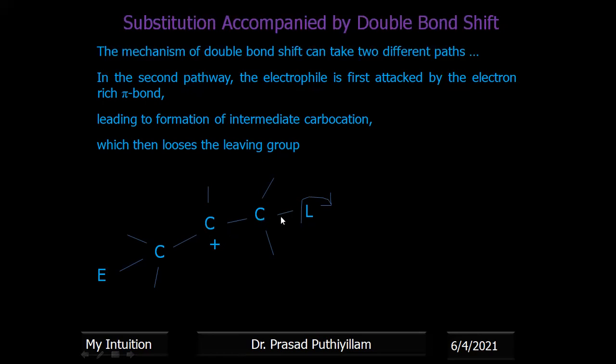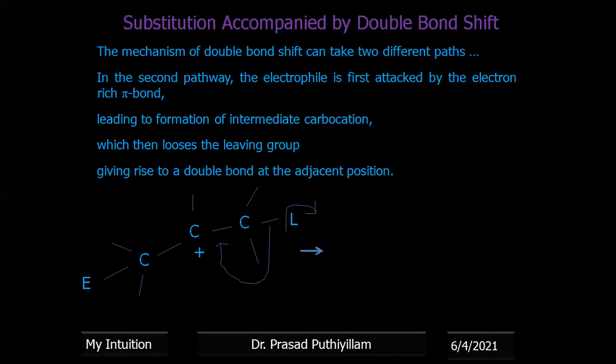Now at the third carbon atom, the bonded pair of electrons between the carbon and the leaving group, those two electrons come to the third carbon. Then one electron will be given to the vacant p orbital. So this positive charge means it is a p orbital with a vacancy. Therefore, electron will be given there. Then it forms a sidewise overlapping here. So that electron movement is represented here with the leaving group. Now it gives rise to a new double bond at the adjacent position. So that drawing shows the formation of the double bond with the removal of the leaving group.